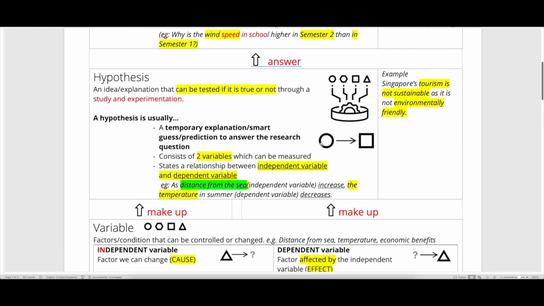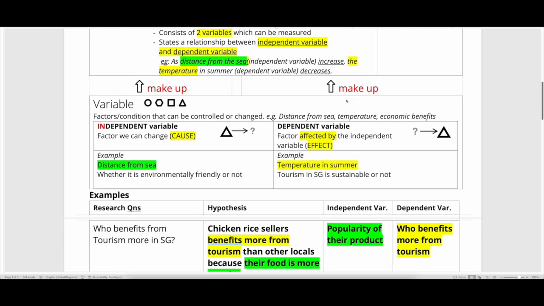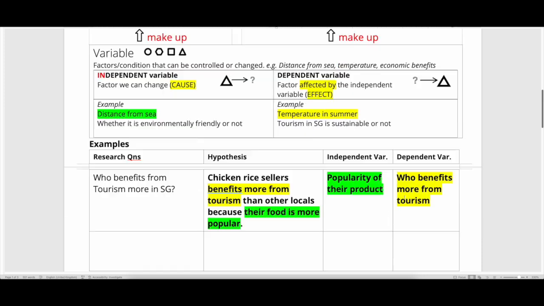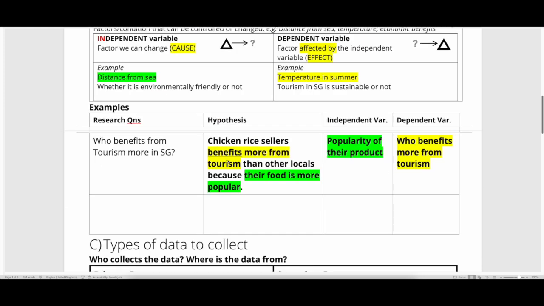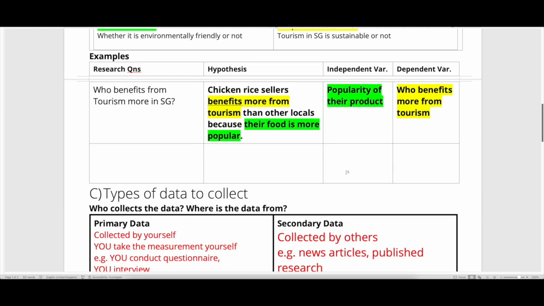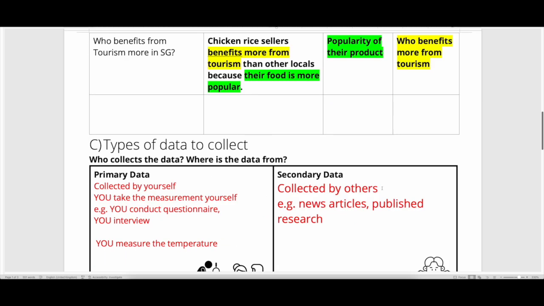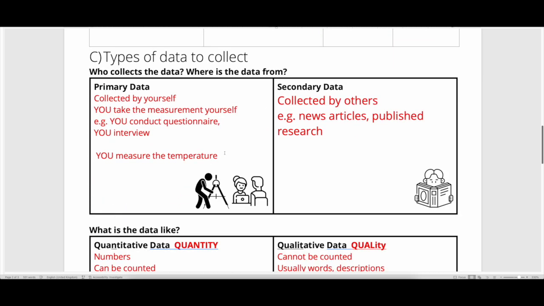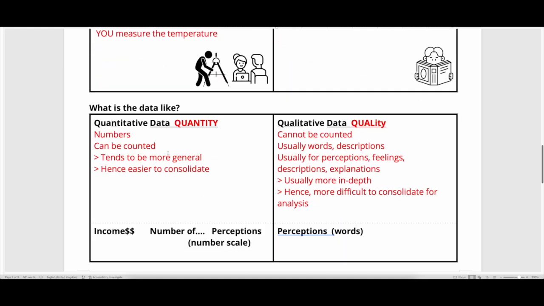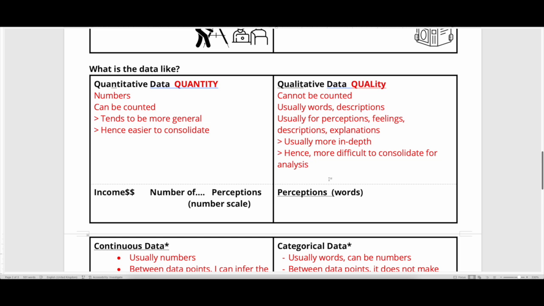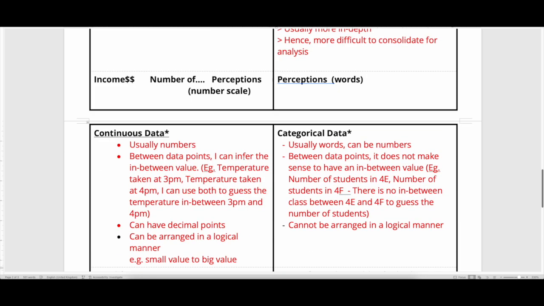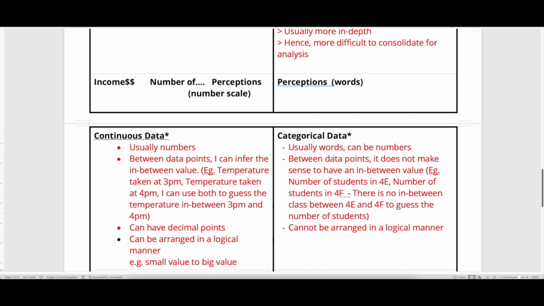And from there, now that we have established the hypothesis, we will then go and collect data of the dependent variable and independent variable to determine if the hypothesis is true. Now, the data that we collect can be primary or secondary, depending on whether we collect it by ourselves. And whether it's primary or secondary, it can be quantitative, numbers, or it can be qualitative, usually words and description. And of course, the data that we choose can also determine whether it's continuous or categorical.